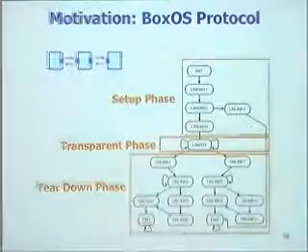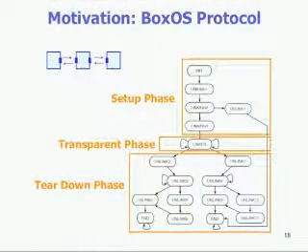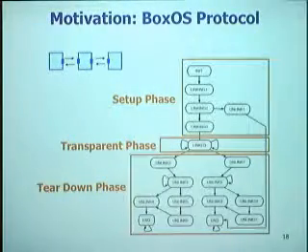It has three phases: a setup phase, a transparent phase, and a teardown phase. During the setup phase, a feature establishes a connection between its neighbors. In the transparent phase, it forwards whatever it received from one end to the other end. And in the teardown phase, it just disconnects the connection between two features.